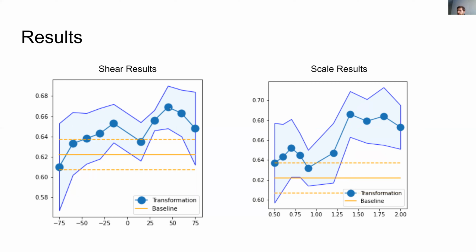AUROC of 0.67. I should mention that the way we evaluated our models was using the area under the receiver operating characteristic curve, which is a very common way to measure the effectiveness of binary classifiers. Sorry, I should have mentioned that earlier.